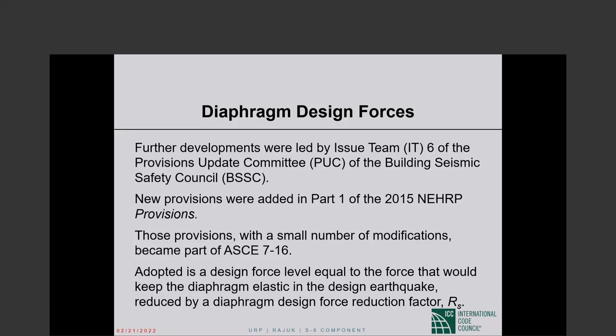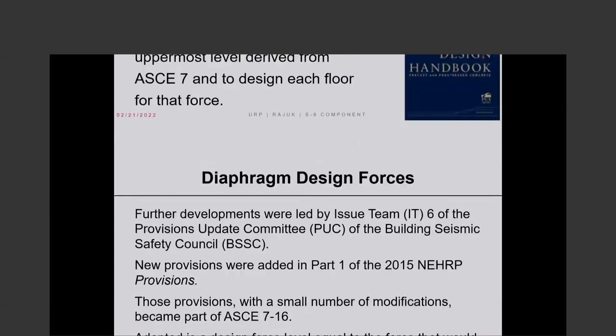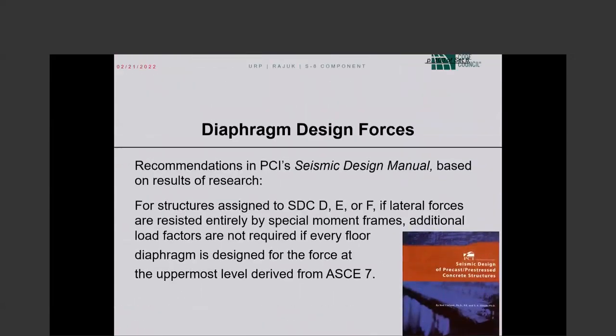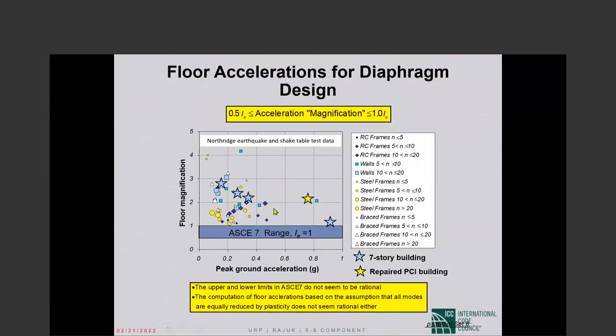This was a lot of work, and if you are interested, go to section 12.10.3 of ASC 716. We have added a very extensive commentary to explain how things came about, and that is to reconcile this problem that observed force levels are high, but our diaphragm design force levels are low.